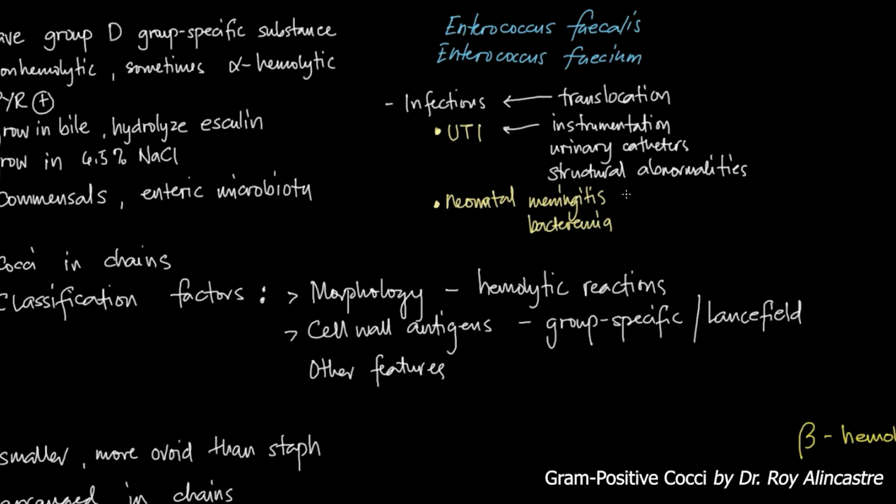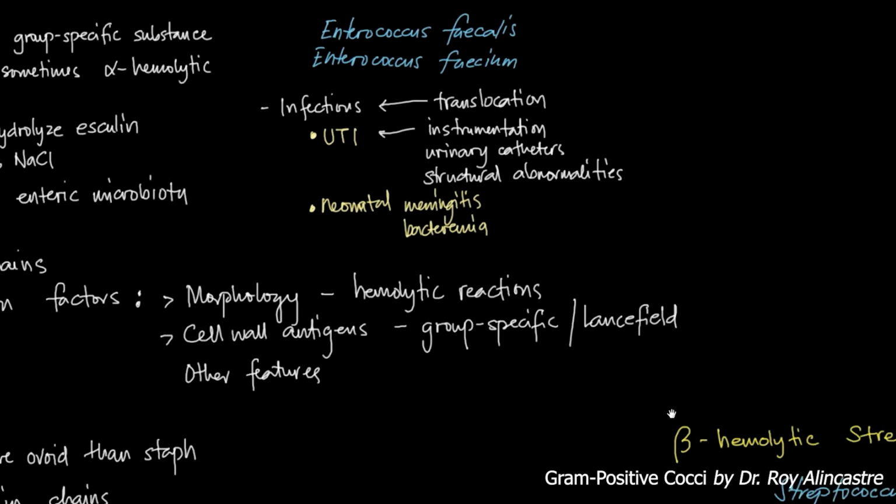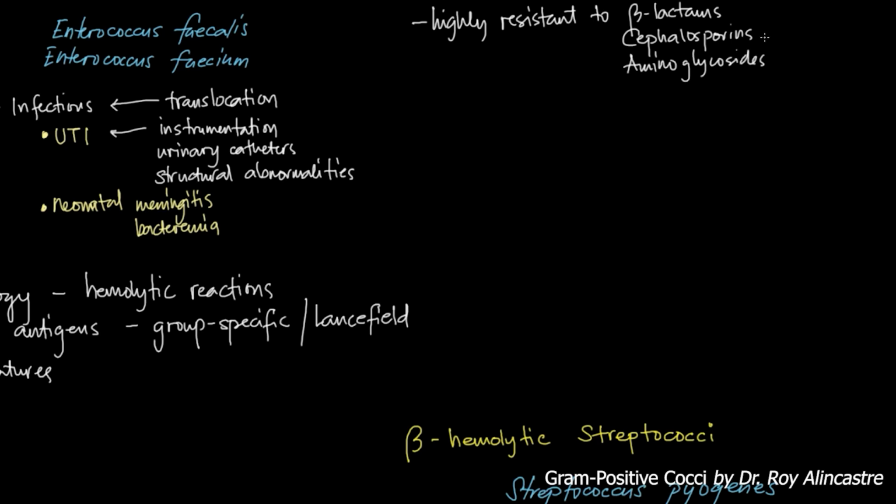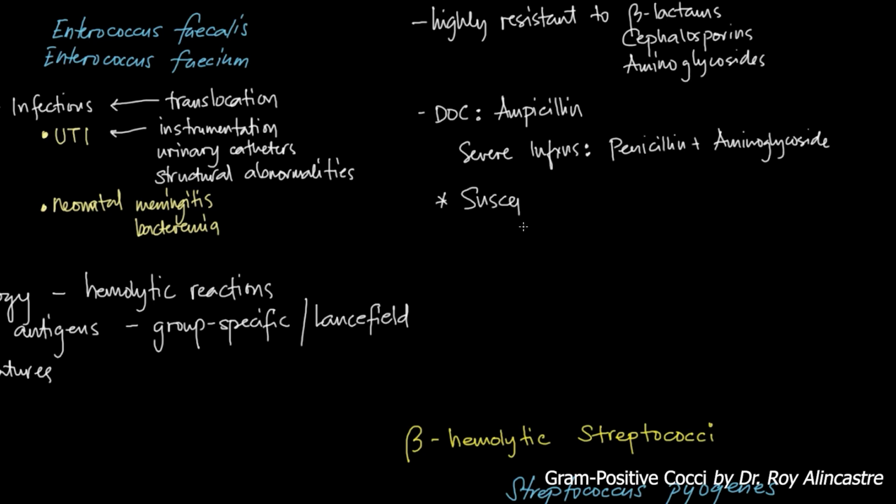Interestingly, Enterococci are highly resistant to a number of antibiotics, no? To beta-lactams, cephalosporins, and aminoglycosides. No? Despite these, ampicillin is still the drug of choice for most UTIs and minor soft tissue infections. For more severe infections, particularly endocarditis, a combination of penicillin and an aminoglycoside is usually used. So again, susceptibility testing is key.